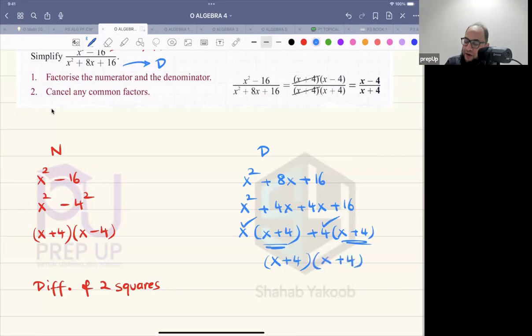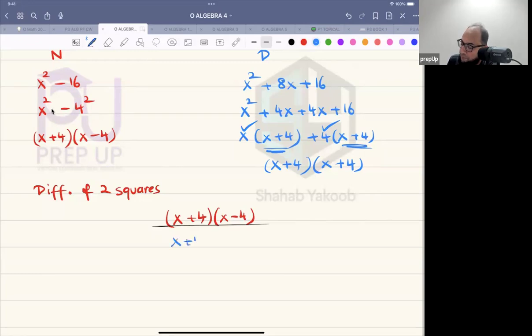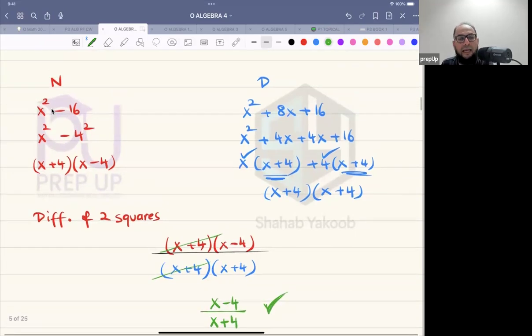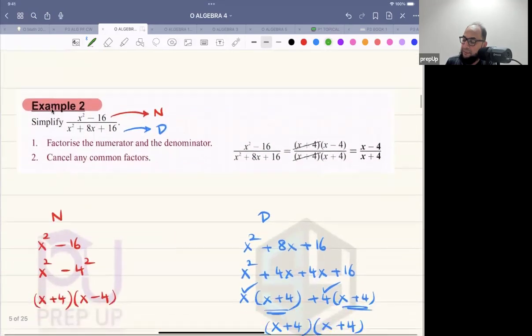So we factorize the numerator, we factorize the denominator. Therefore x plus 4, x minus 4 goes at the top, and then at the bottom, x plus 4, x plus 4. So this x plus 4 cancels with this, and we are left with x minus 4 over x plus 4. That is the answer for this part. Is this question clear to everyone? Just acknowledge it on the WhatsApp. This is example 2.